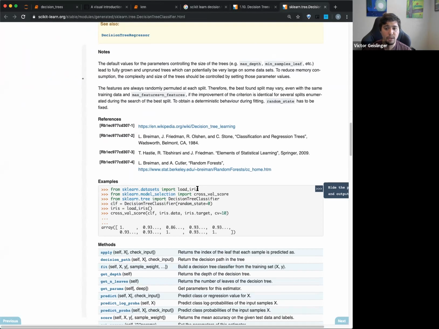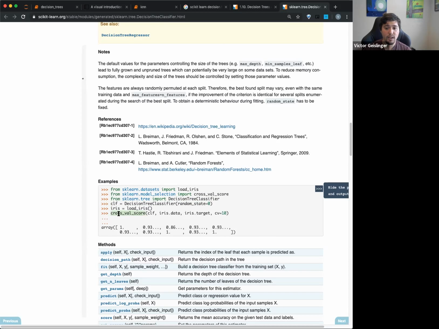In this case, you're just importing the data itself. You're importing the cross validation score, so it knows how well the model is doing. And then here's the actual part that we really care about, the decision tree classifier. Basically you start the classifier. You can pass in a random state, basically just saying, hey, reproduce the same thing over and over again. You load the data and then you say, okay, go ahead and train it.